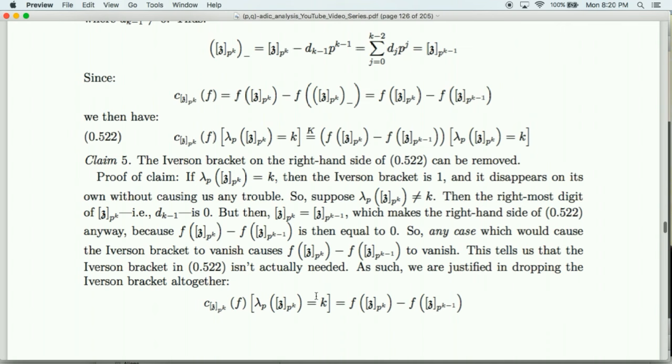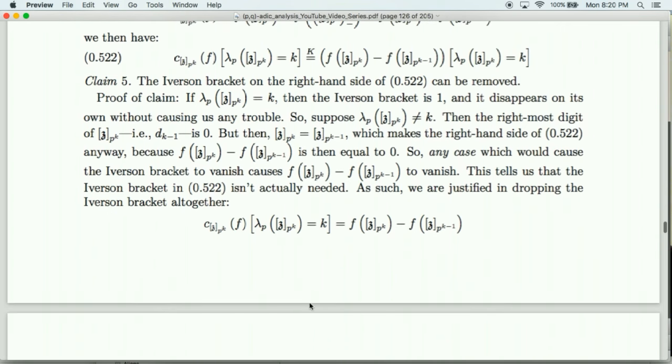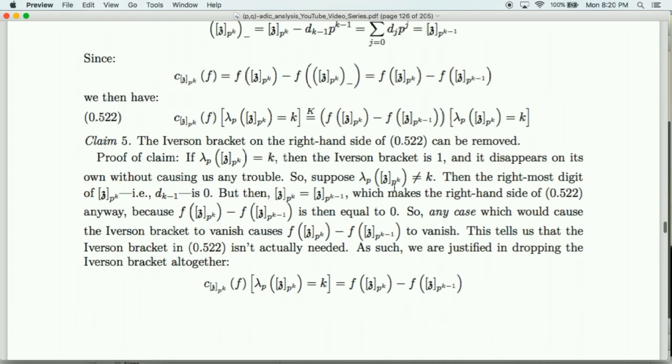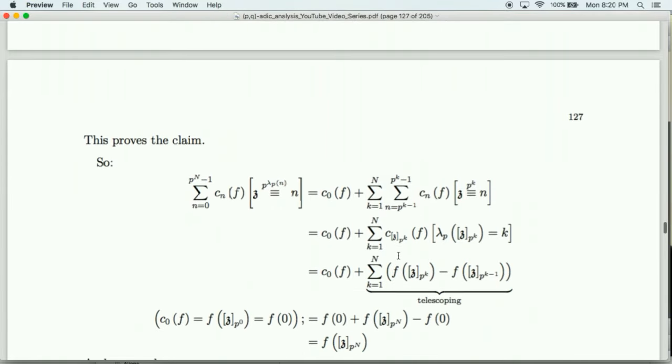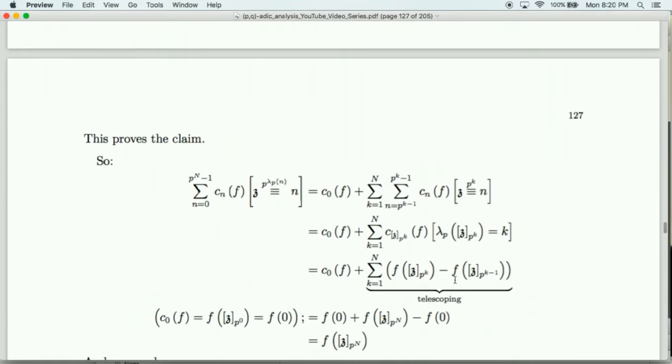And what this tells us is that the Iverson bracket isn't needed at all. And so this thing just simplifies to f of z mod p^k minus f of z mod p^{k-1}. And then this proves the claim because we get a telescoping series.